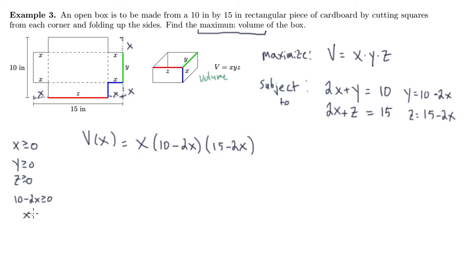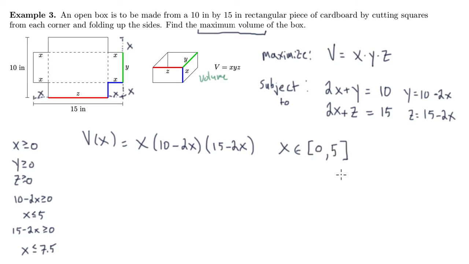Or in other words, x better be less than or equal to 5. Same thing for z greater than or equal to 0. We have 15 minus 2x should be greater than or equal to 0, or x should be less than or equal to 7.5. So I have that x needs to be greater than or equal to 0, and x needs to be less than or equal to 5, and x needs to be less than or equal to 7.5. Because I need all of these conditions to be true, I need to intersect them, and I see that x should be between 0 and 5.